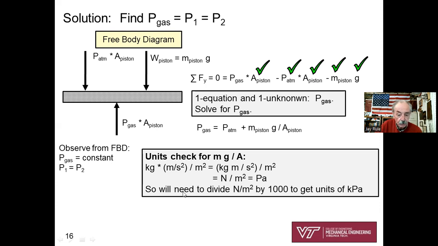So make a mental note. We're going to have to divide newtons per square meter by 1,000 to get units of kPa. So we'll be careful as we work through the numbers here. We can't just blindly apply numbers and think we've got to get our units to cancel out.